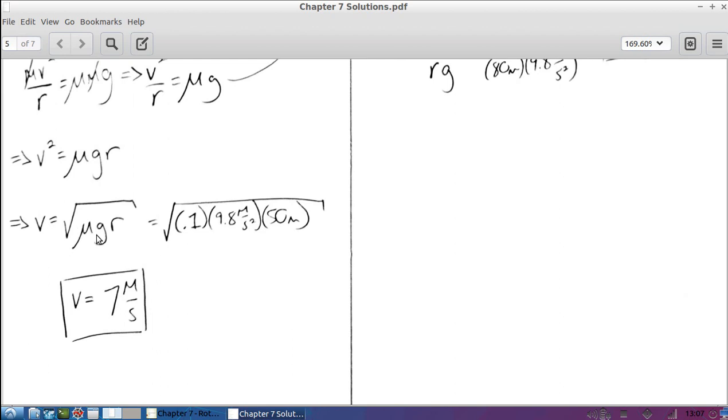My tires will grip the road better with a higher coefficient of friction, and the larger the radius, the smoother the curve. It's not as sharp of a curve, and so I can travel around it faster. Plug my values in here: 0.1 for the coefficient of friction, 9.8 meters per second squared for gravity. The radius of the curve is 50 meters, and I get 7 meters per second. That's the maximum speed you can safely negotiate that curve without slipping.